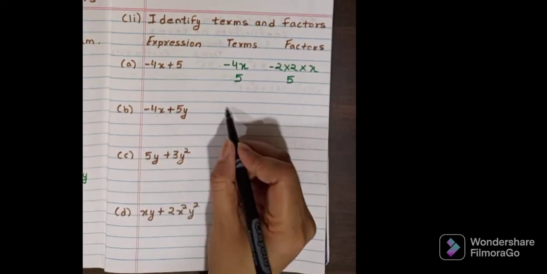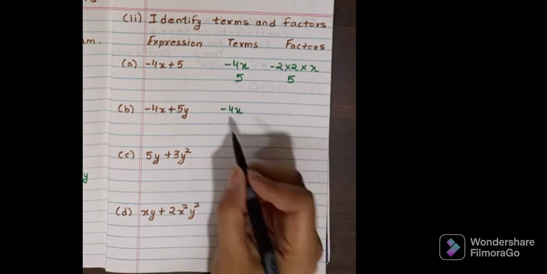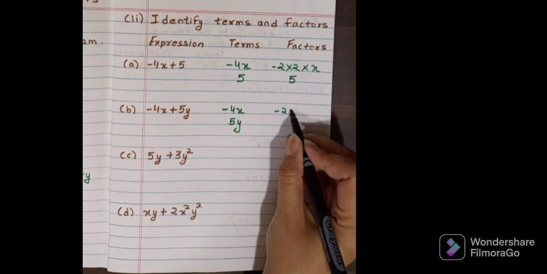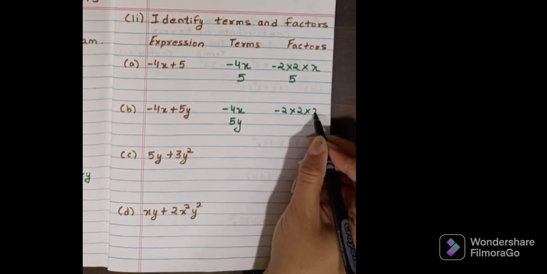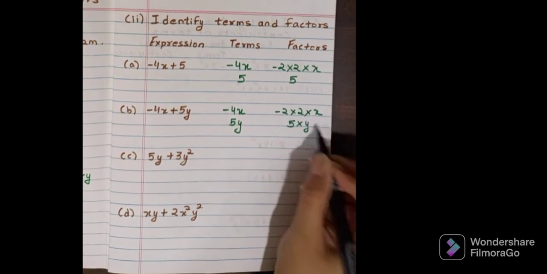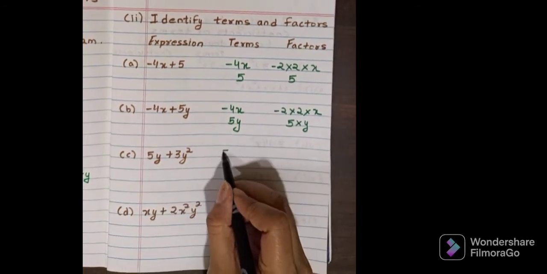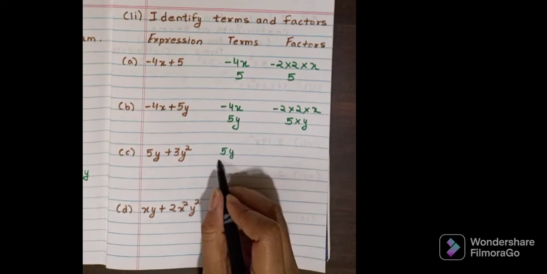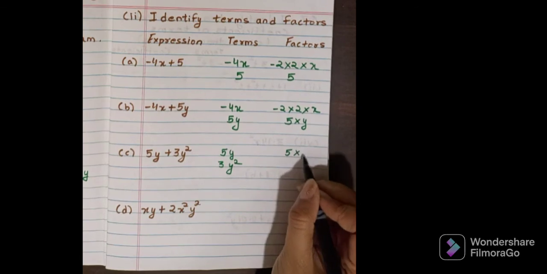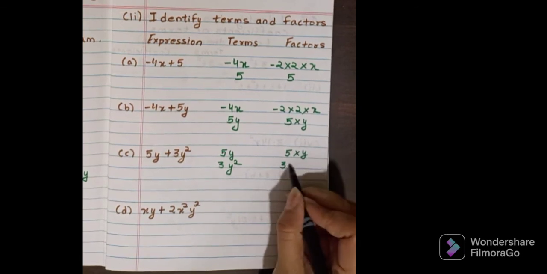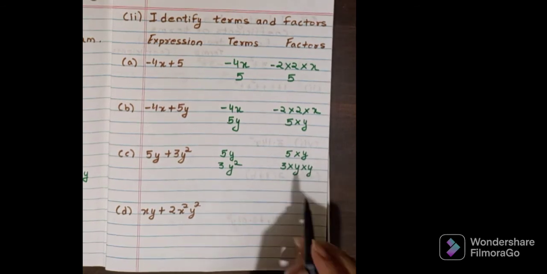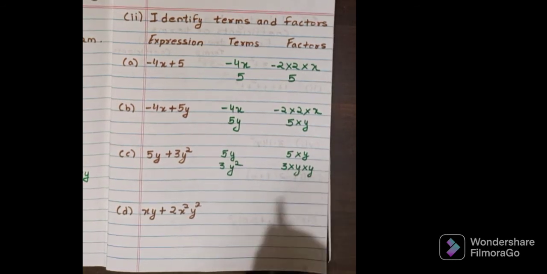B part, here we have minus 4x and the other term is 5y. So the factors of minus 4x are minus 2, 2 and x. And the factors of 5y are 5 and y. Next, there are 2 terms, 5y and the next term is 3y square. So the factors of 5y are 5 and y, and the next, the factors of 3y square are 3, y and y, because y has power 2, so we will write it 2 times.